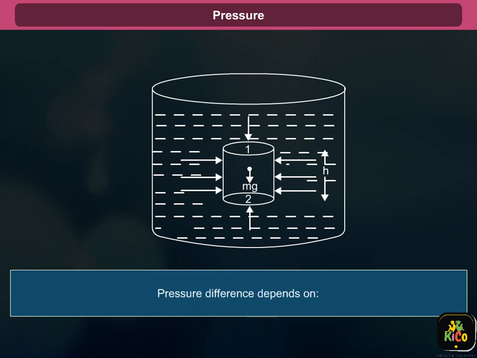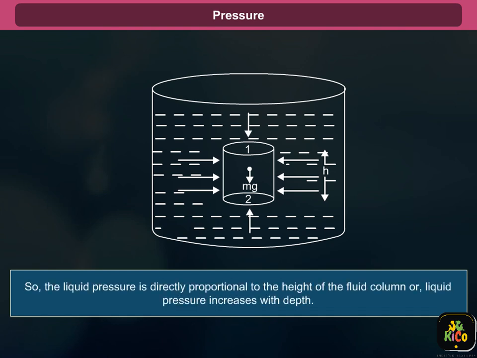Pressure difference depends on the vertical distance h between the points 1 and 2, mass density of the fluid ρ, and acceleration due to gravity g. So the liquid pressure is directly proportional to the height of the fluid column, or liquid pressure increases with depth.